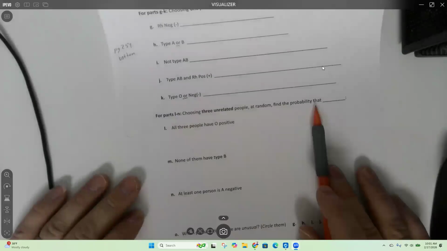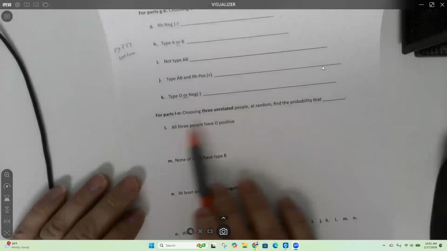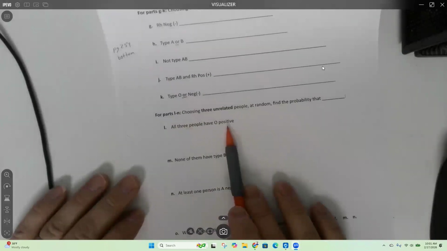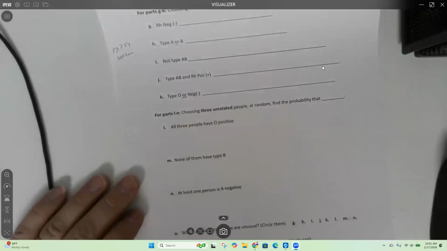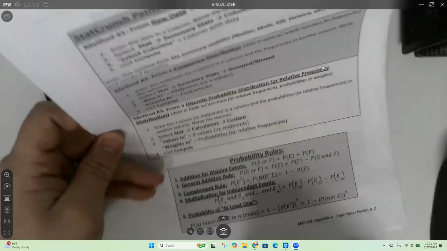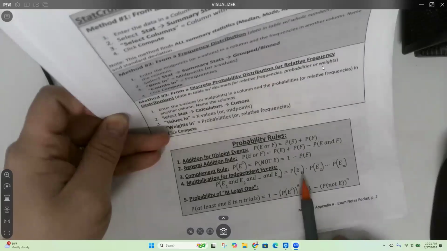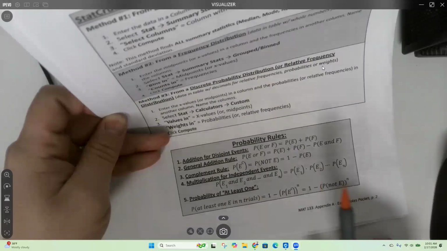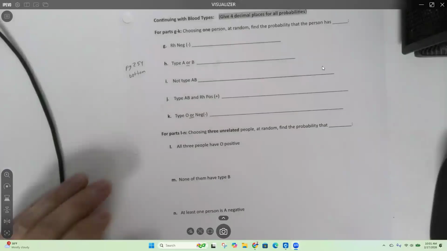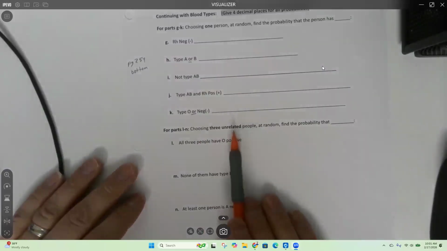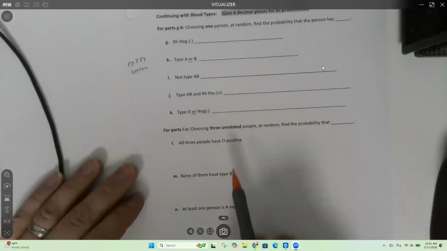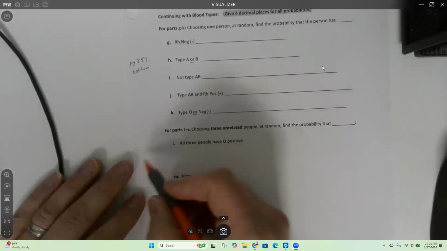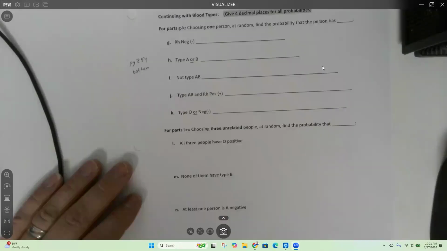Choosing three unrelated people, find the probability that all three have O positive. There's a multiplication rule for independent events. As long as they're independent, you just do the probability of this one, probability of this one, probability of this one. These three people are unrelated. We've already identified that when you're unrelated, they're independent, so you're just going to multiply them together. All of this stuff is the same, that same box at the bottom, page 254.